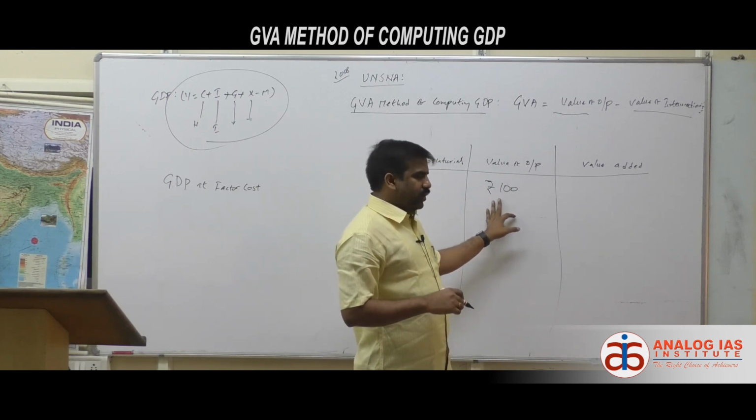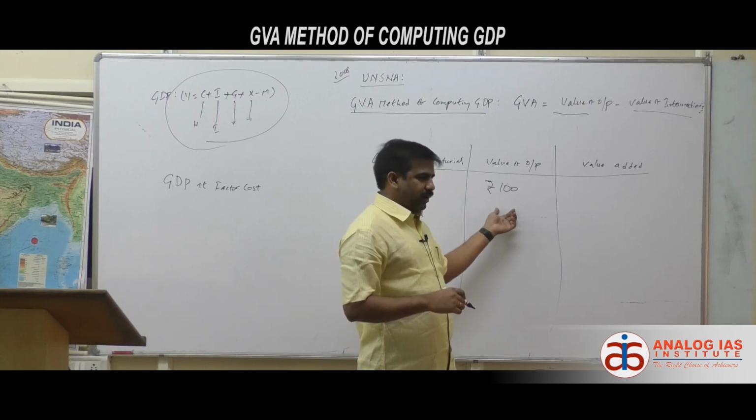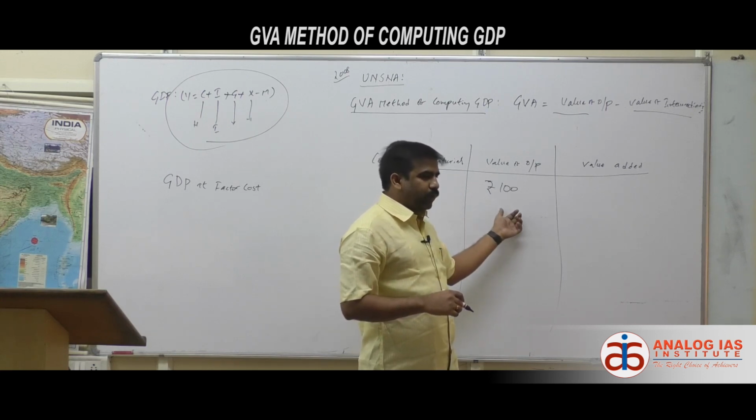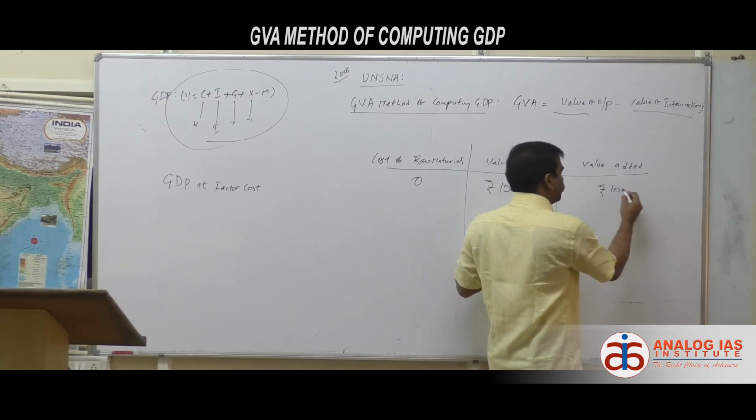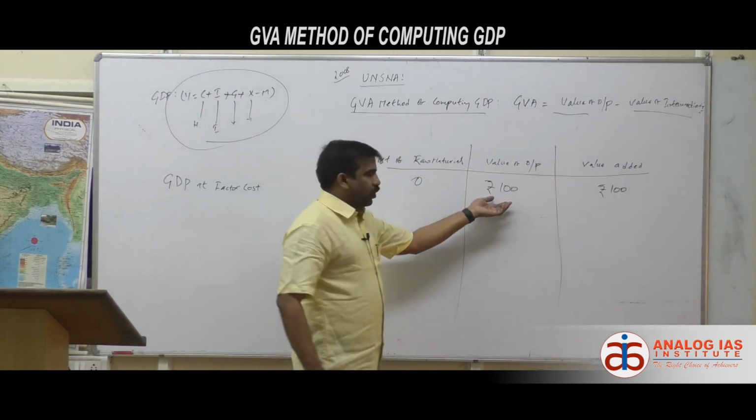You get it, my friends? So obviously the value of barley is 100. From 0 he created an output worth 100. So what is the value added? 100.